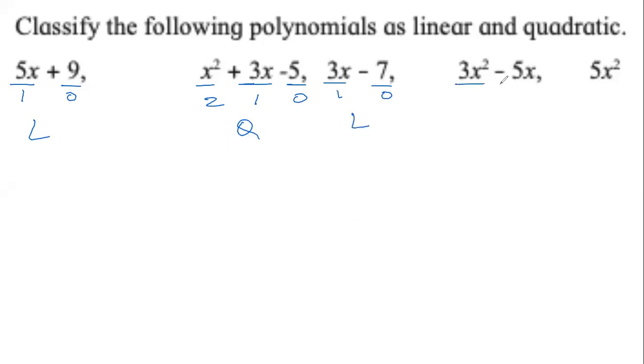Fourth one, the powers are 2 and 1. Degree is 2. So this is a quadratic polynomial. Finally, 5x square, the power is 2. So no doubt, this is a quadratic polynomial. Very simple.